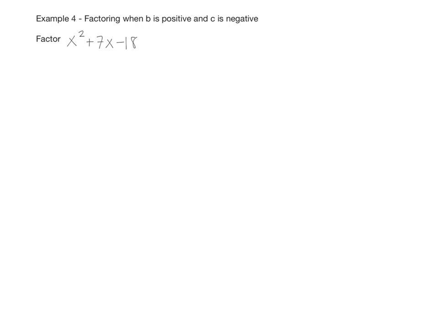Similar to our other factoring problems, we have a combination of positive and negative numbers. In this case, in our second term, 7 will be positive, which represents B. In our third term, our C value is negative, as negative 18.